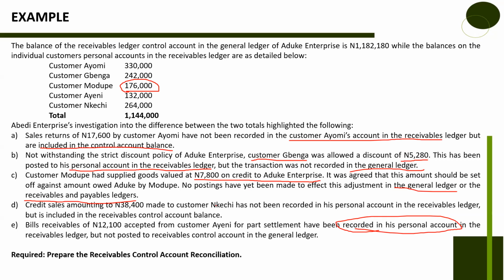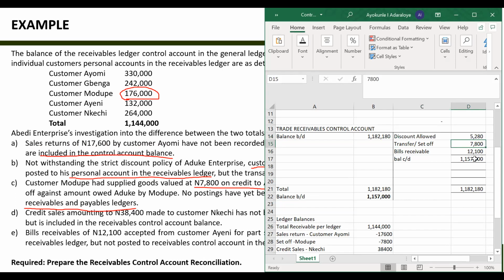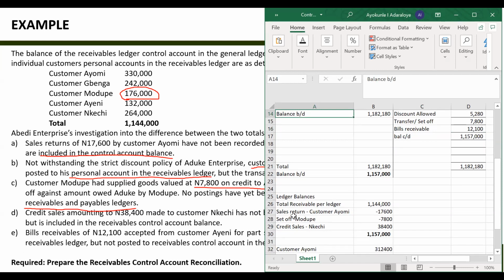But now, how do we post? We need to find out. No postings have yet been made to effect this adjustment in the general ledger or in the receivables and payables ledger, meaning that we have to post in the general ledger and we have to post in the personal account. So how do we do that? We go into the general ledger account, post 7,800 to reduce the total receivable, and go into the set off for the personal one and reduce the total amount that Modupe is owing by 7,800. We posted in both accounts.